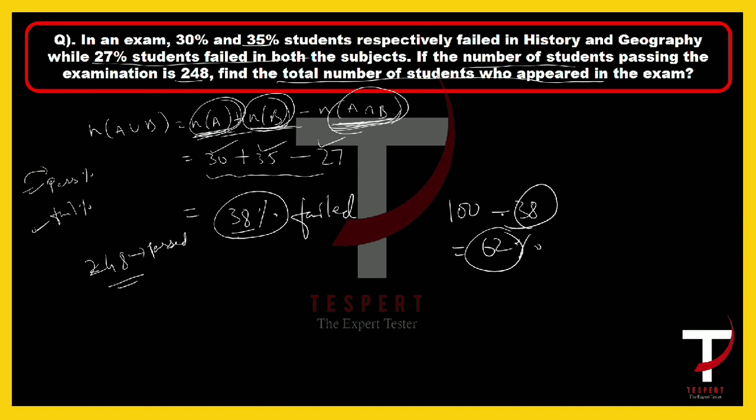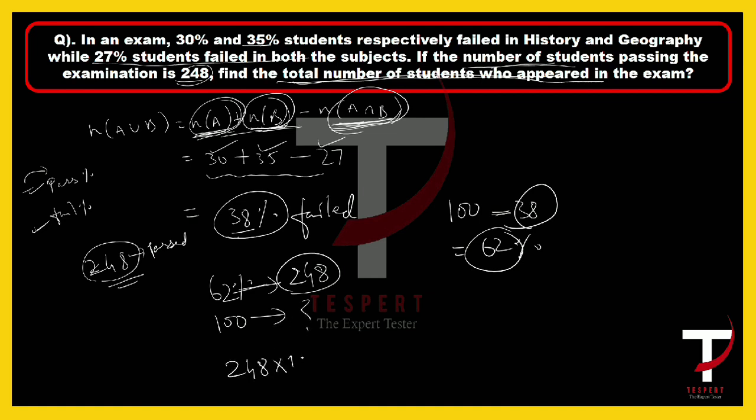So 62% students passed. So 62% is equal to 248. Here this is a percentage, we are expressing this in numbers. The number of students who passed the exam is 248. So 62% is equal to 248. Then how much is 100%? 100% means the total number of students who appeared in the exam. So 100% is 248 into 100, just cross multiply, divided by 62, which is equal to 400. So 400 is the total number of students who appeared for the exam.